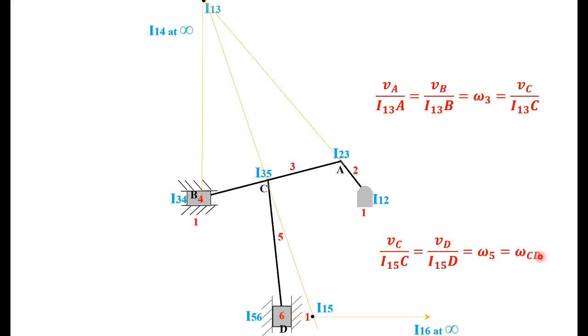Clear? That's all. So here we located only two instantaneous centers except fixed and permanent center. Okay, 13 and 15. So the answers are VD you should get 480 mm per second or 0.48 meter per second. Omega CD is 2.5 radian per second. Please make sure you are getting approximately the same answer.